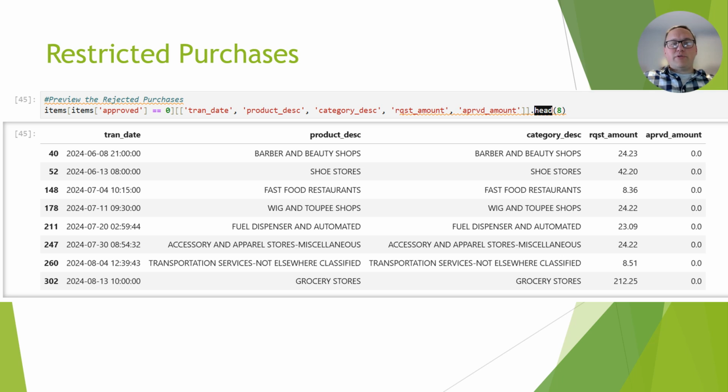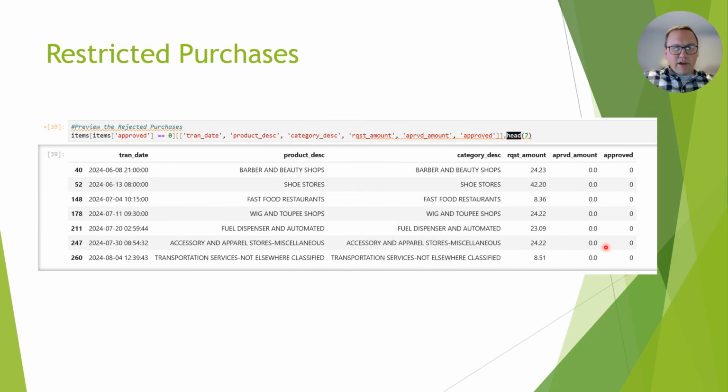Here's an example of some restricted purchases from the data set. We have one user trying to use it at a barber shop, shoe stores, fast food restaurants, a toupee shop, a gas station. Looks like this one's a clothing store, transportation, and the last one is grocery store. The purchase must have been of a non-approved type.